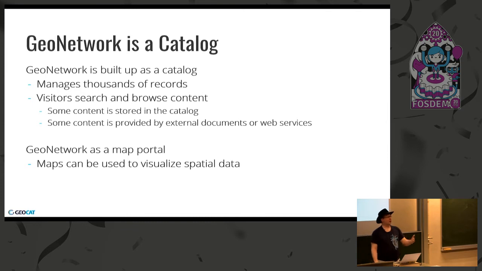So out of the box for visitors, GeoNetwork is providing a really nice professional catalog. People use it to manage hundreds of thousands of records, and visitors search and browse for content. Some of the content is stored directly in the catalog, like you can store images and PDF reports and stuff. And then some of it is cataloging external web services or external data sets that are out there. And then GeoNetwork can also just be used as a map portal to actually visualize the content.